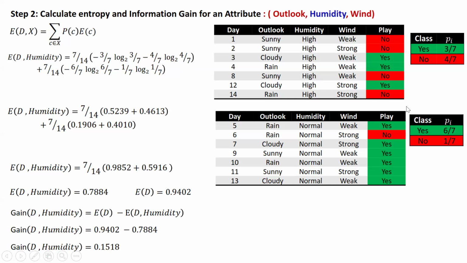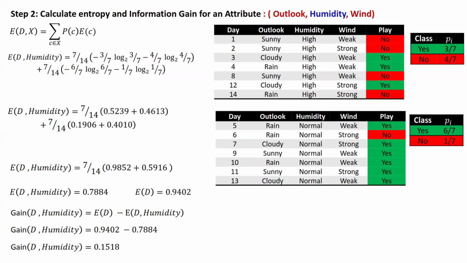Similarly, 7 by 14, we see how many yes? Only 1 no, and all the remaining days they had gone out and played. So which is minus 6 by 7 log to the base 2, 6 by 7, minus 1 by 7 log to the base 2, 1 by 7. This value on calculation is 0.78. Then the information gain is the entropy for the whole data set minus the entropy for humidity.